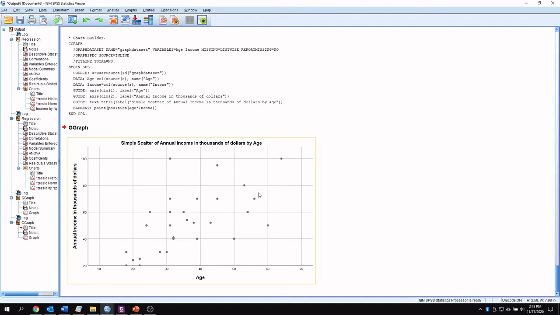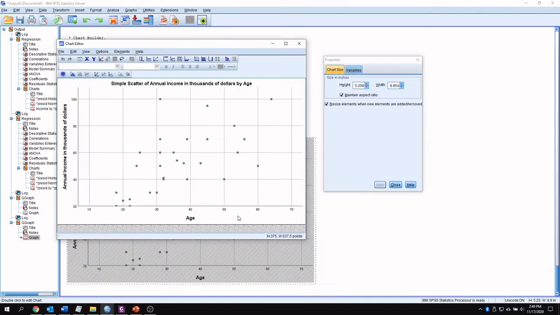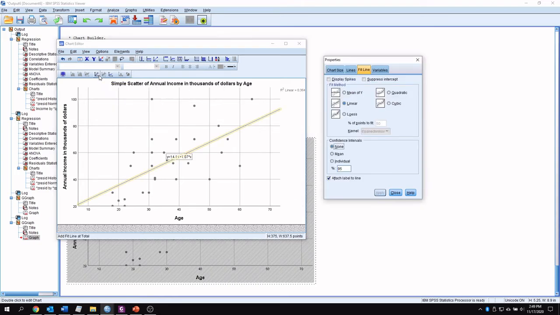And what we see here is a bunch of dots that you can hopefully visualize as a diagonal line that goes in this direction through the data. If we can indeed do that, that's going to represent our best fit line and our regression model. So if we double click into there, we're going to click this add fit line at total box right there.